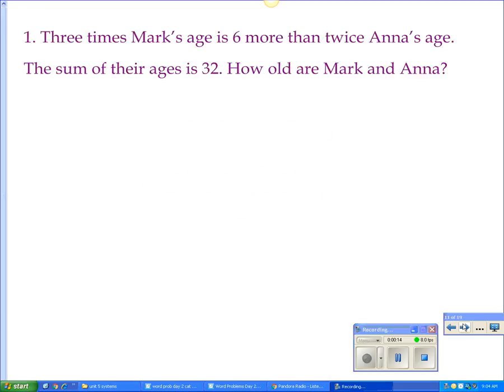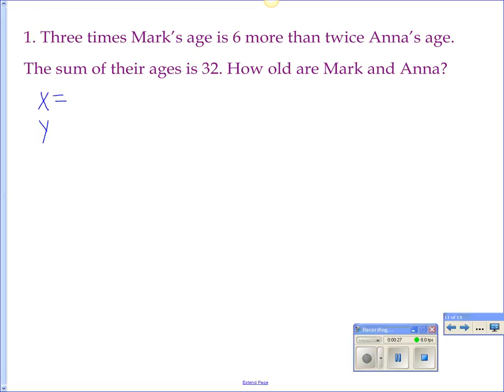Number 1, 3 times Mark's age is 6 more than twice Anna's age. The sum of their ages is 32. How old are Mark and Anna? Okay, so the first thing I want you to do is put what x equals and y equals, just like we've been doing all week. Who are the two people we're talking about? Mark and Anna. So I'll let x be Mark and y be Anna.